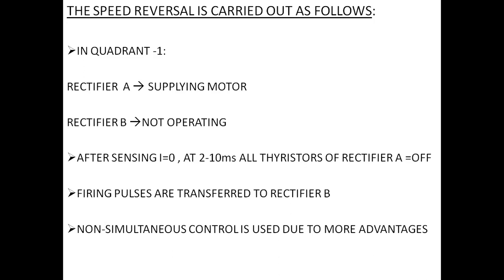Now we are giving firing pulses to rectifier B. We are withdrawing the firing pulses from rectifier A and transferring them to rectifier B. The firing angles given to rectifier B are called alpha B. Initially at the starting position they are set to the highest value. So always remember that the firing angles set are the highest values.